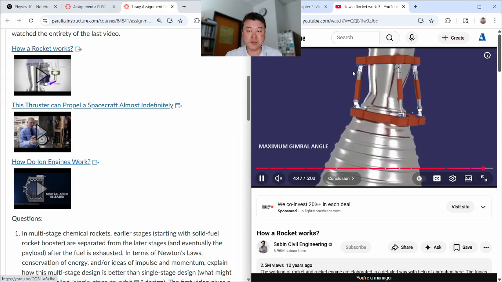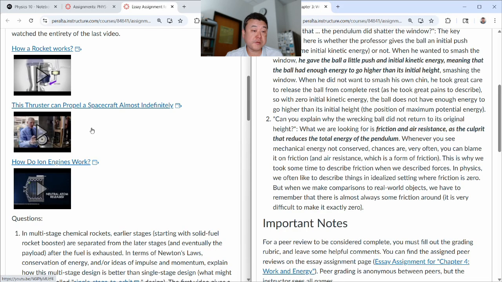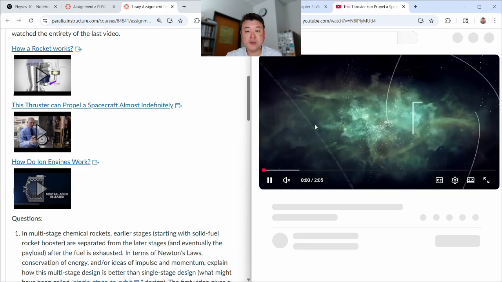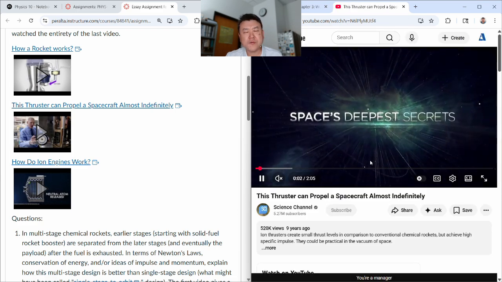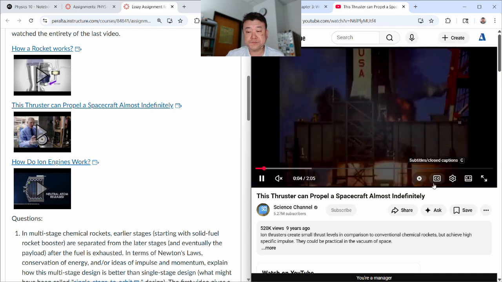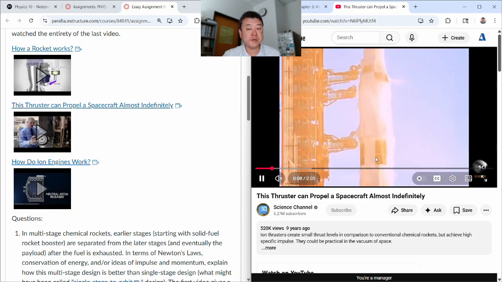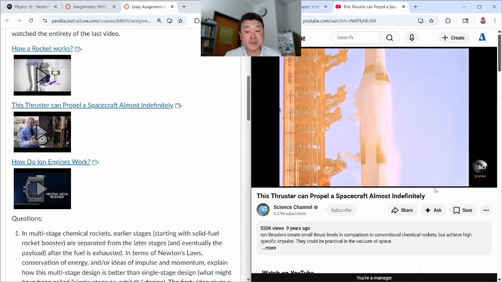So this is for the chemical rocket operation. And this, I believe, is an ion engine, the same as the third video. I forget if I wrote any essay or timed assessment question dealing with the ion engine. It's possible that I didn't.